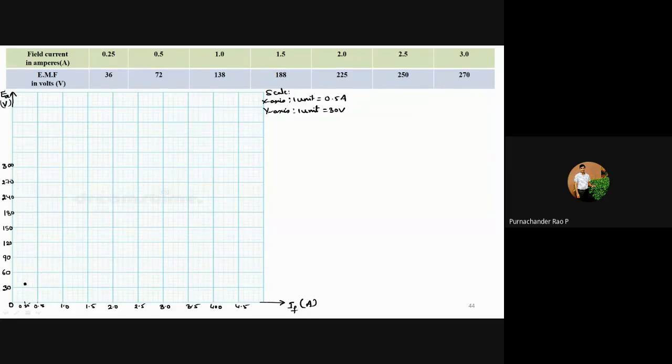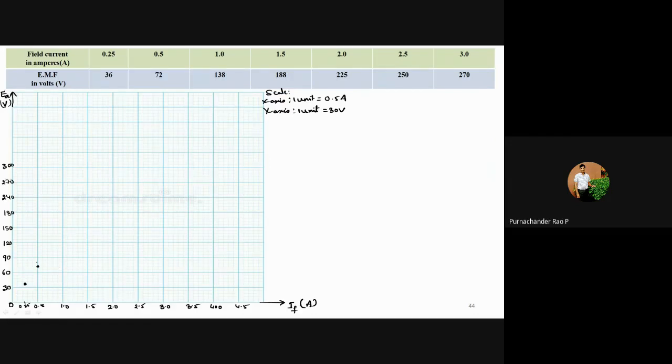The second one is 0.5, and the voltage is 72. So 72 means this is 66, 72. At this point, 0.5 and 72, this is my second point. Can you see this clearly? Is the graph clearly visible to everyone? Okay, so I'm putting this point here.